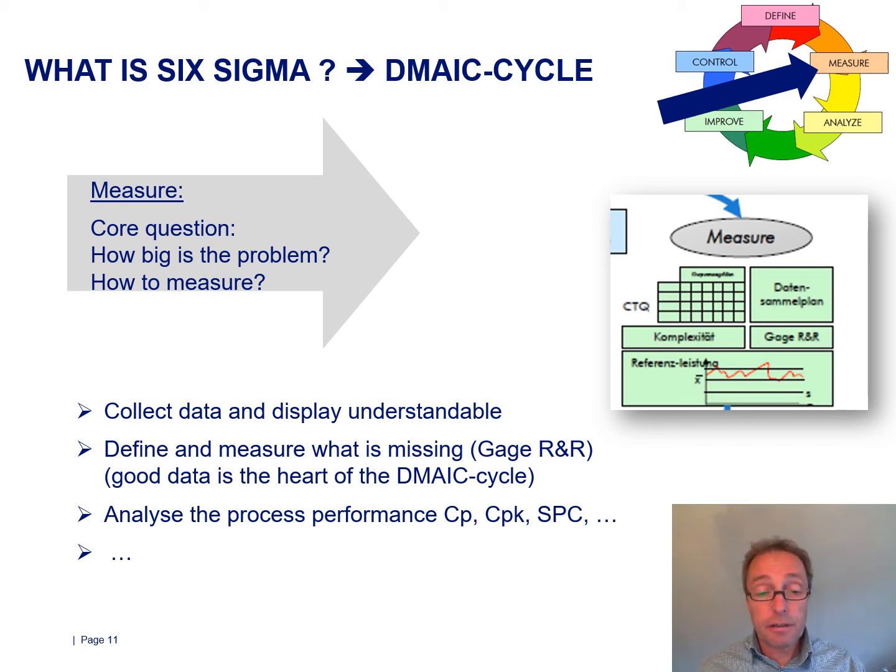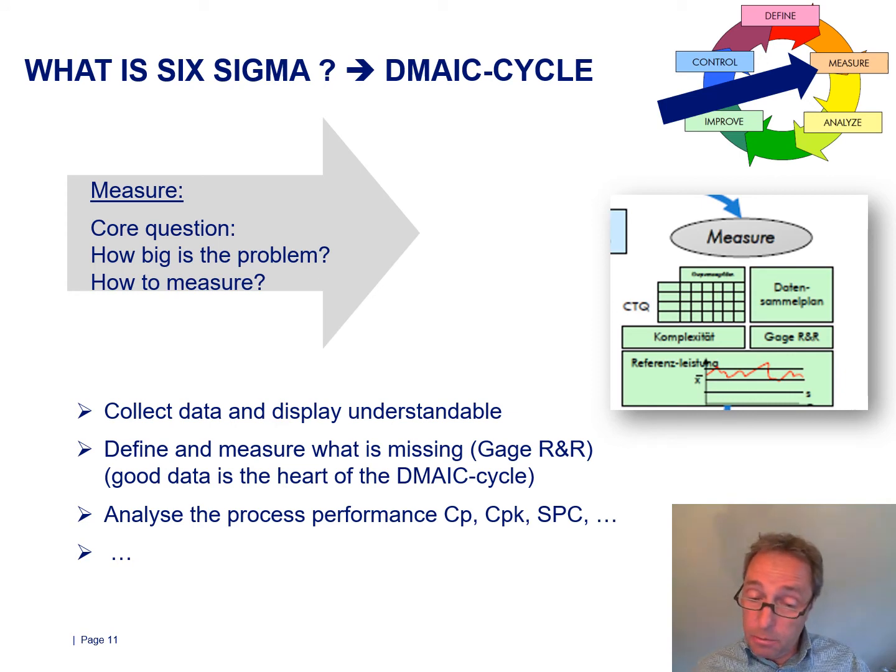The next phase is the measure phase. The core question here is, how big is the problem and how to measure? Because a good database is the heart of the DMAIC cycle. So it means we have to collect data and display them understandable for us and also for the rest of the team. Sometimes we have data, old data, which somebody measured somewhere, but maybe something is missing, and then we have to create also new data.